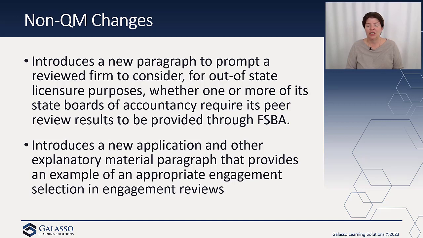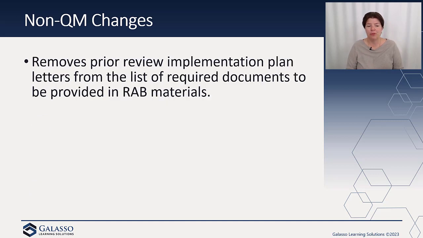And then it introduces a new application and other explanatory material paragraph that provides an example of an appropriate engagement selection in engagement reviews. And so there's going to be some requirements that come out of that guidance there. And then it removes prior review implementation plan letters from the list of required documents to be provided in the RAB materials.